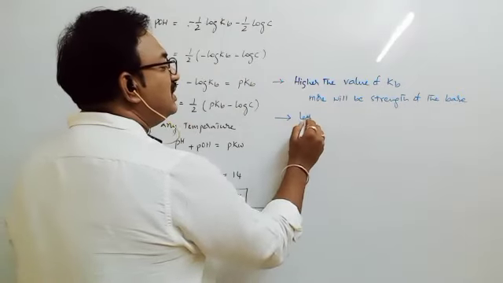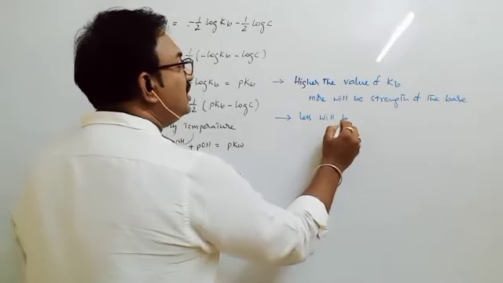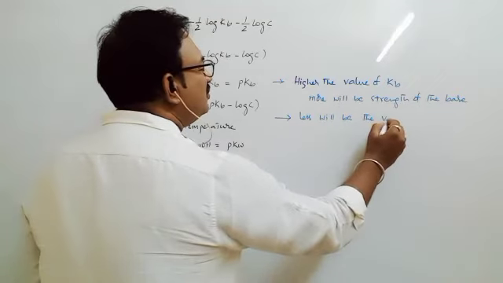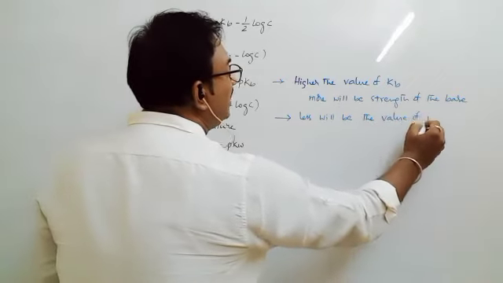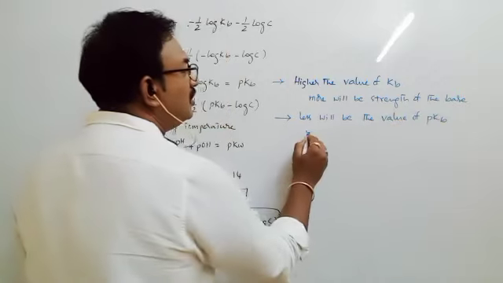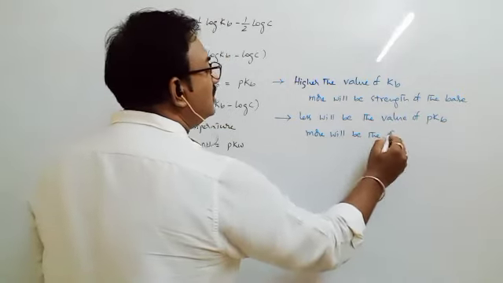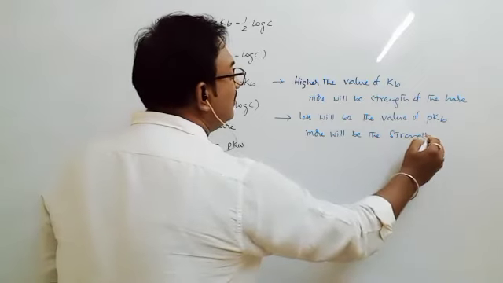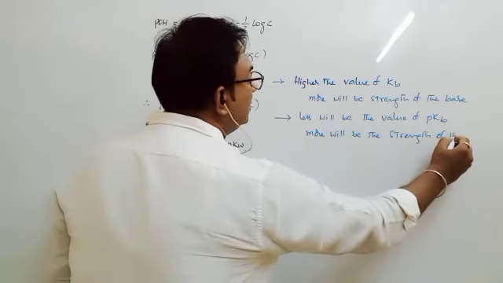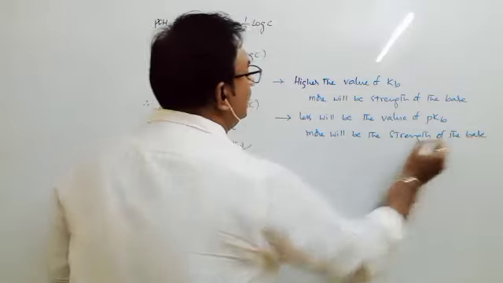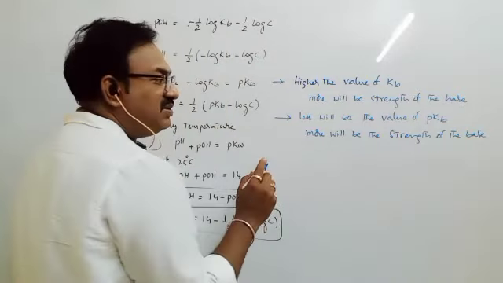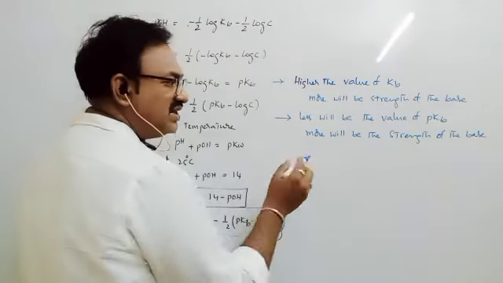Next, less will be the value of pKb, more will be the strength of the base. Okay? Understand? Less will be the value of pKb, more will be the strength of the base.